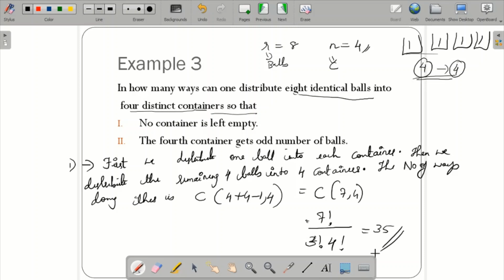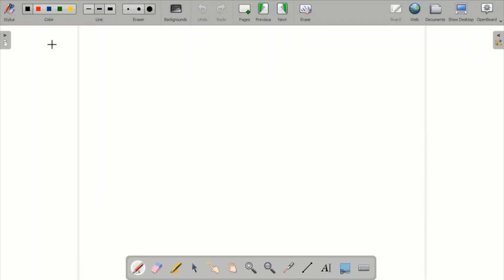So the first is no container is left empty. What I did is I distributed one ball each to the 4 containers. Out of 8 identical balls, 4 I distributed, 4 were left out. Again those 4 I need to distribute in 4 containers. So this is the required result. So this is regarding the first sub question of example 3. Next we'll solve example 3 sub question 2: the 4th container gets an odd number of balls.